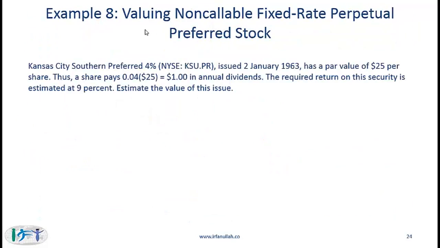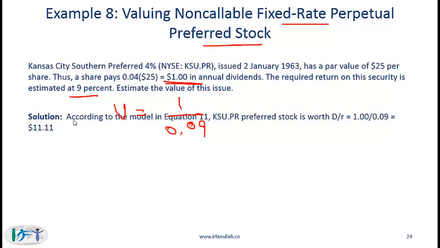Example 8 deals with the valuation of a preferred stock where we have a fixed rate, and this is something that you saw at level 1 in corporate finance. So here you simply use a regular perpetuity. If you have a stock which gives a dividend of $1 forever, the required rate is 9%. What's the value over here? It is the cash flow, which is 1, divided by the discount rate of 9%. So your answer is 11.11.